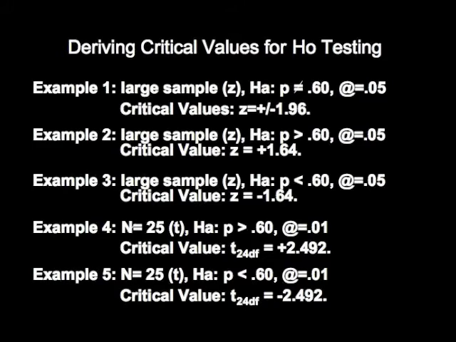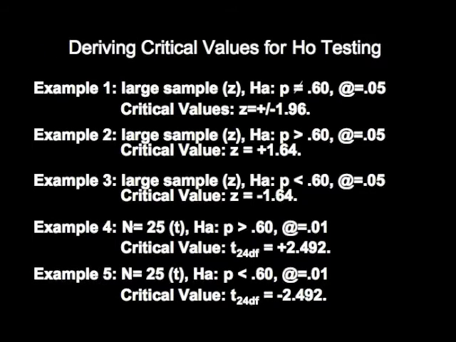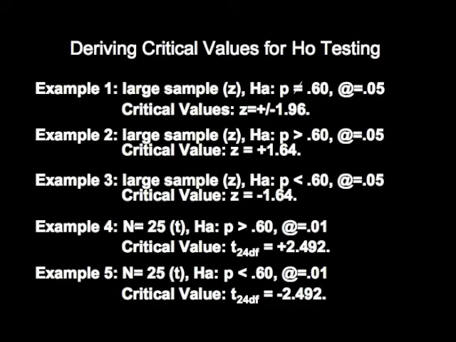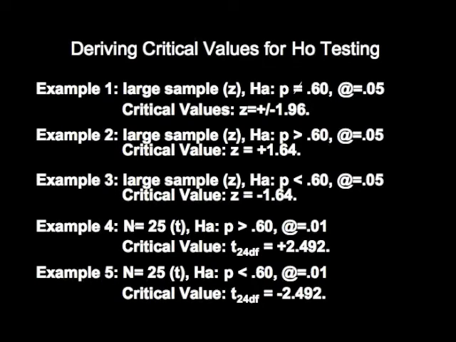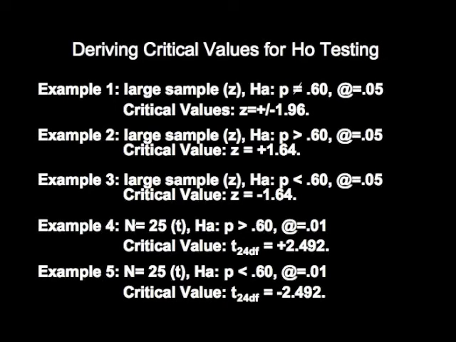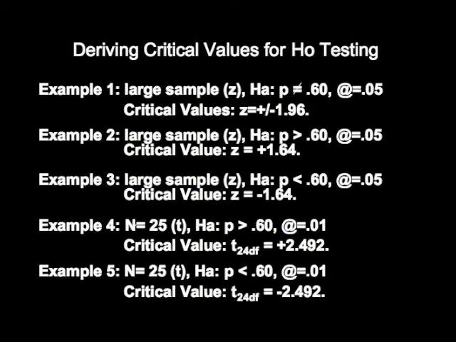In the second example, you have a large sample, again a z, a directional alternative hypothesis greater than, 0.05 alpha. So you look in column C for an area that corresponds to 0.05, you find that area to be 1.64 because you're dealing with a positive greater than alternative hypothesis. That means your z-score is 1.64. In the third example, the same thing, except now the alternative is less than, and therefore it's a negative z-score.